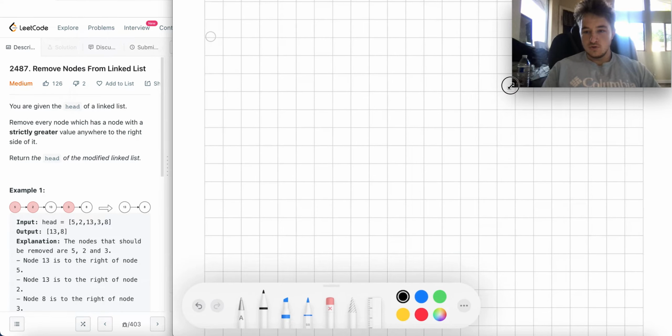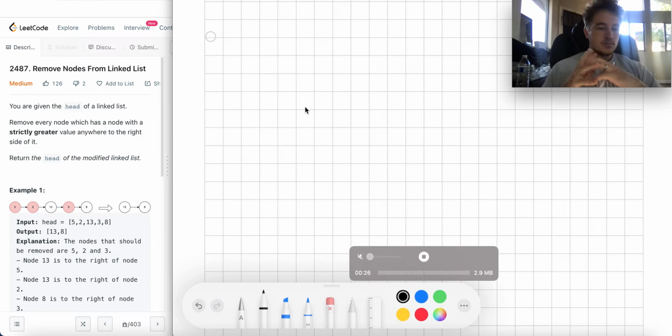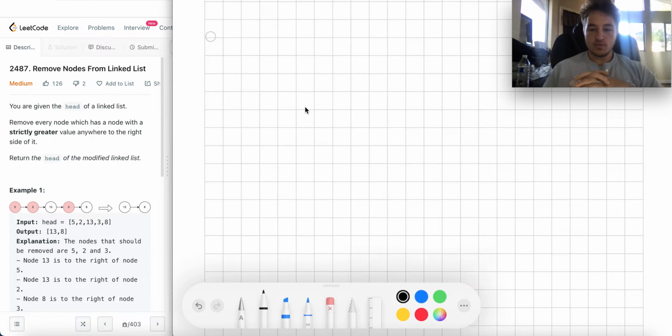All right, problem 2047, remove nodes from linked list. Let's go ahead and get right into it. So you're given the head of a linked list. It's a pretty standard linked list. A linked list is a data structure where you have a node, and the node has a reference to some other node you call the next node.